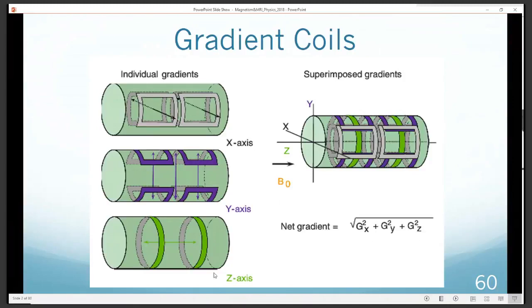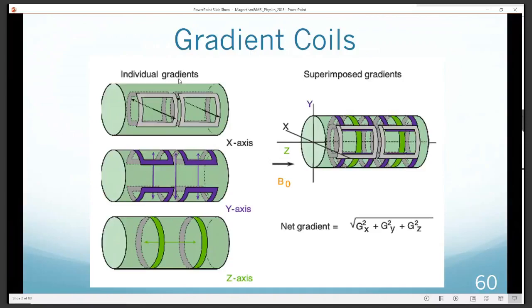And look at the bottom left here, you see the Z-axis is basically two coils with opposed currents in them. So they cancel out in the middle, right between them. And the magnetic field increases in one direction away from the center, or what we call the isocenter of the magnet, and decreases in the other direction.